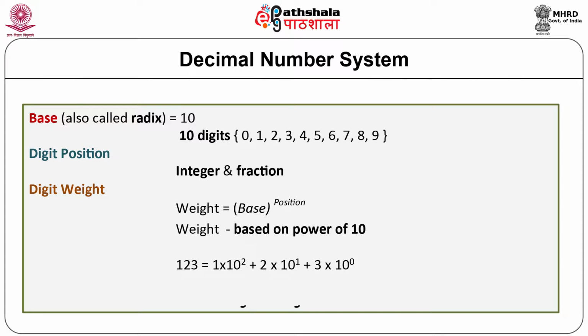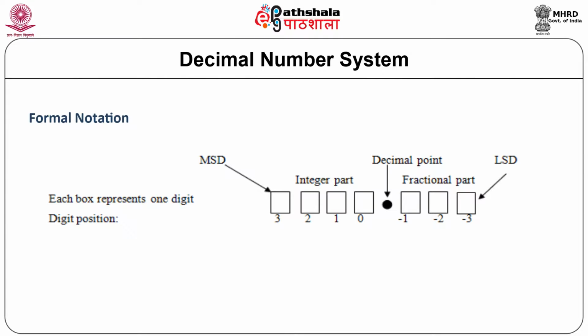Let us consider a simple example. The number 123 can be represented as 1 into 10 raised to 2, plus 2 into 10 raised to 1, plus 3 into 10 raised to 0. Magnitude is represented as the sum of digit into weight. Let us now consider the formal notations.